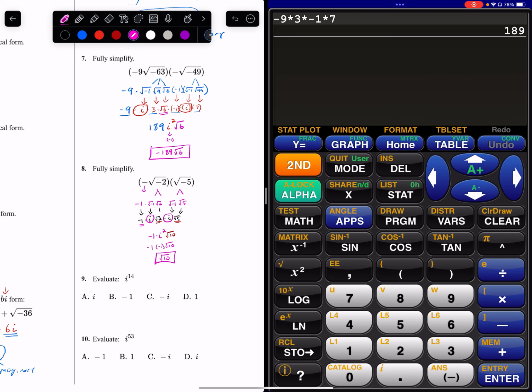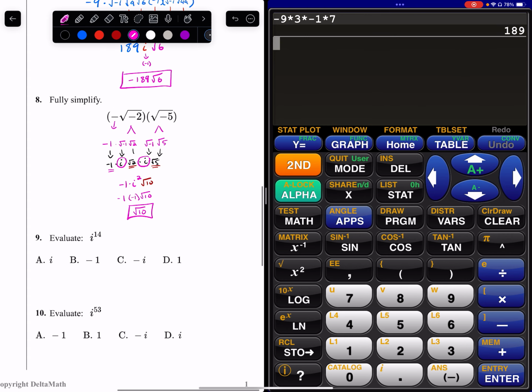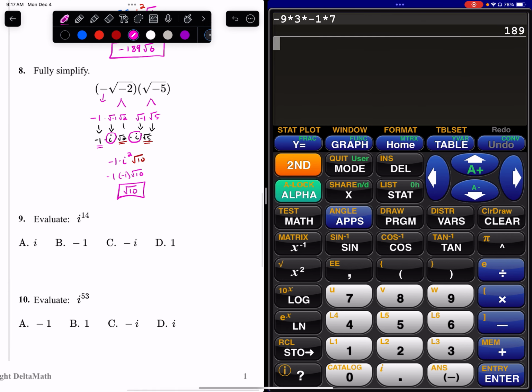All right, last little bit here is the powers of i, which we're going to do in a second video. So you can see this in the second video, how to evaluate the powers of i.